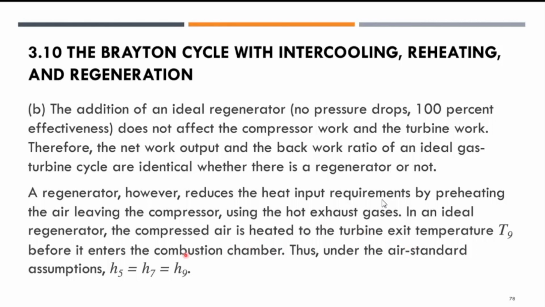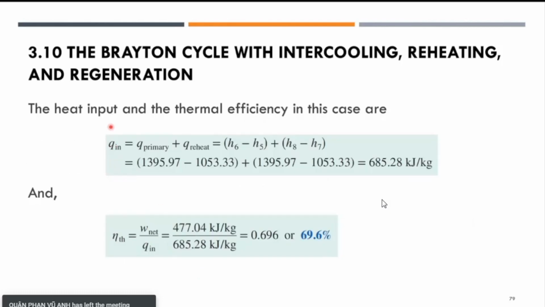In an ideal regenerator, the compressed air is heated to the turbine exit temperature T9 before it enters the combustion chamber. And thus, under the air standard assumption, h5 equals h7, which is also equal to the enthalpy at station 9. Right? So the heat input and the thermal efficiency, in this case where a 100% regenerator is being used, you can get Q in equal to 685.28 kilojoule per kilogram.